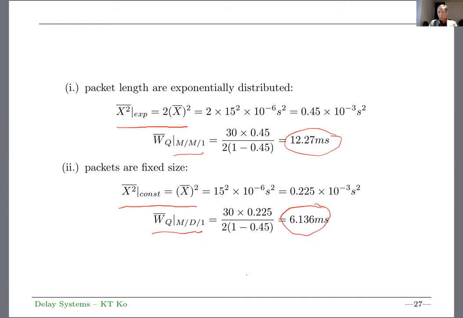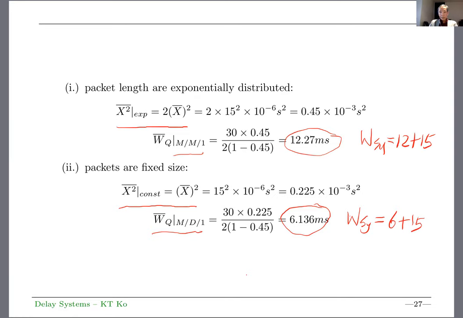6.136, okay? So the waiting time in the queue is much smaller. Remember in that example the average service time is 15 milliseconds. So the total time spent in the system in the case of M/M/1 Q is 12 plus 15. In the case of M/D/1 Q, the total time is only 6 plus 15. Okay, so those are in milliseconds.